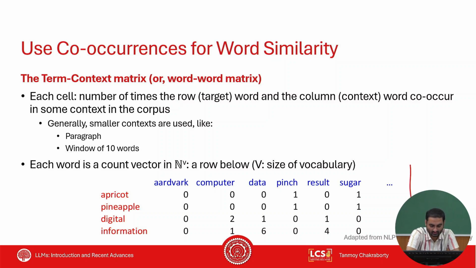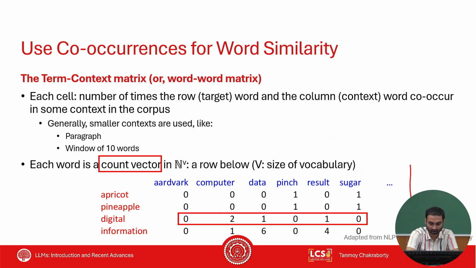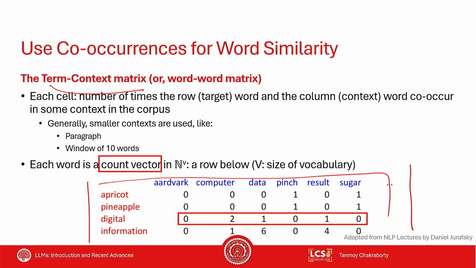This is a simple example where we basically create this kind of matrix. This matrix is called a term-context matrix. What is a term-context matrix? Here rows are individual terms, individual words, individual tokens, and columns are also individual tokens. And you see how many times, let's say this entry says how many times the word computer appears as a neighbor of the word apricot.